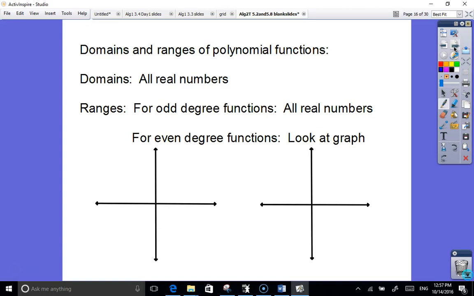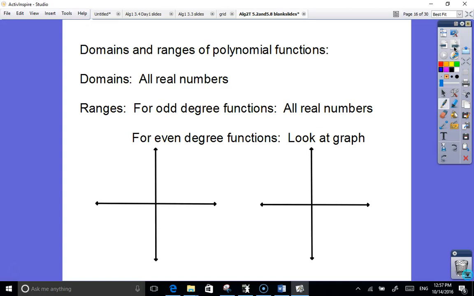So far we've done absolute value functions and quadratics. And what was the domain of both of them? All real numbers. And the fact is the domains of all polynomials are always all real numbers. That's why it has a smooth, continuous graph. Okay. Now ranges, not quite the same.